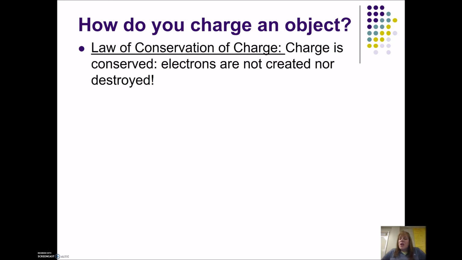So, how do you charge an object? Well, the law of conservation of charge, which is a fundamental law of physics, says that charge is conserved. What that means is that when you're charging something, the electrons aren't destroyed in the charging process. Electrons cannot be created or destroyed, so they just get shuffled around from one thing to another. Let's take a look at that shuffling by looking at some charging processes. Let's go to the tape.